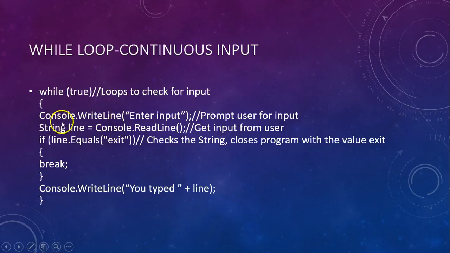So what it does is it's going to continuously loop. It's going to ask for you to enter an input. It's going to get that input using Console.ReadLine. If they typed exit, it breaks the loop. That's what break does. It breaks out of a loop. So it looks for a loop to break it out of. Otherwise, it's just going to say you typed and then whatever you typed in. Right? And it's just going to keep going and going and going until the word exit is typed in the program.